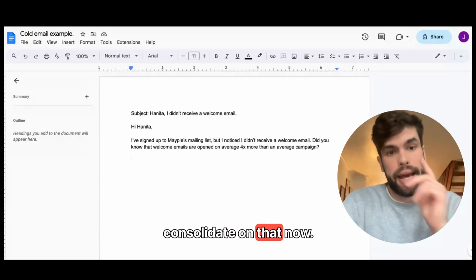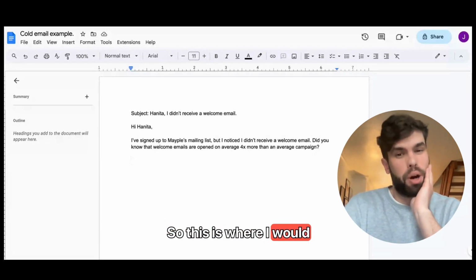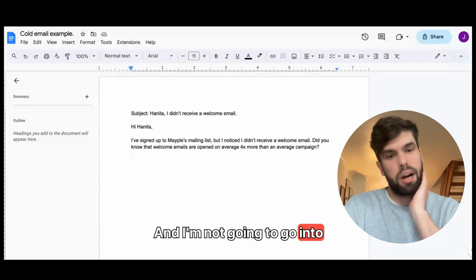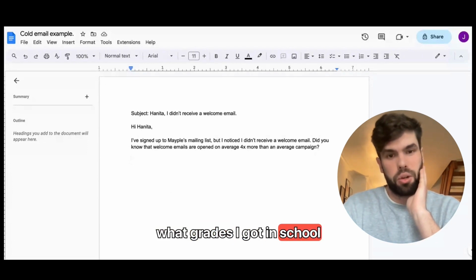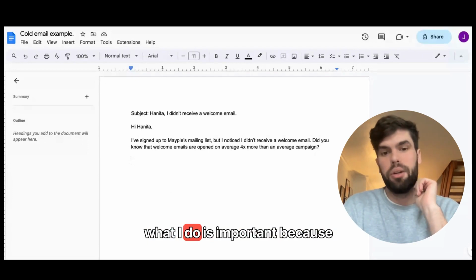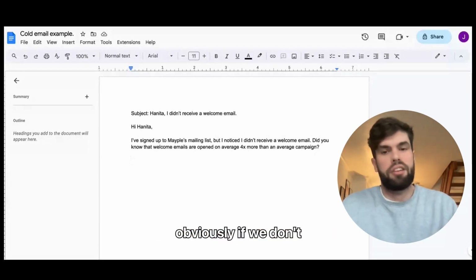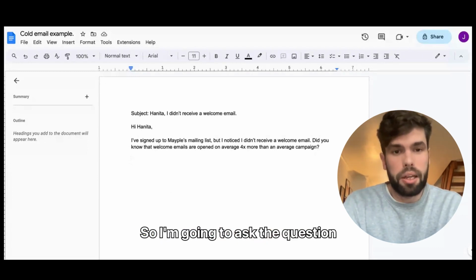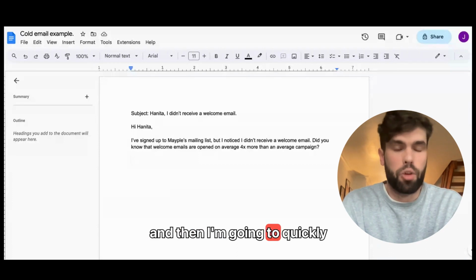And we'll consolidate on that now. So this is where I would possibly start to introduce myself a bit. I'm not going to go into what grades I got in school or anything like that. But a brief acknowledgement of what I do is important, because obviously if we don't establish ourselves as authorities, then we could just be anyone. So I'm going to ask the question, and then I'm going to quickly introduce myself.